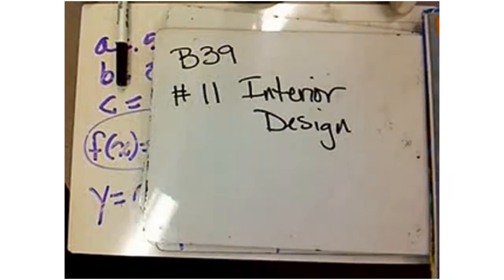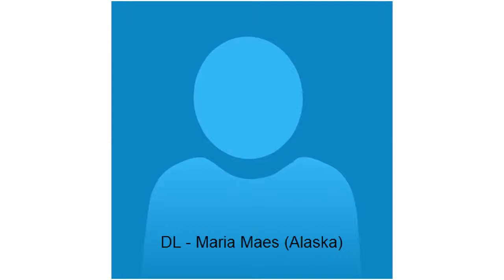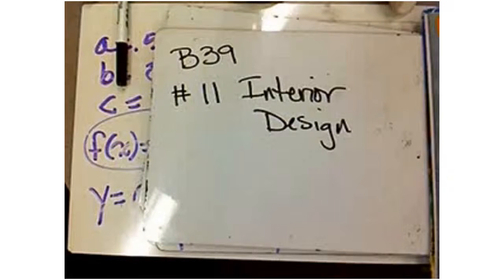This relates to kind of the first example that we had in this book, in this chapter, this section, when we looked at the walls of the bedroom and figured out the perimeter. Okay? All right, it says interior design. Who wants to read? Maria? Okay, it says example 4, number 11.